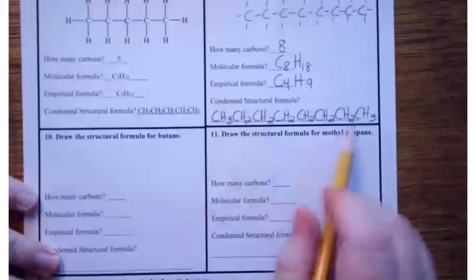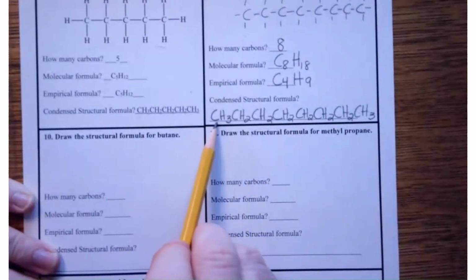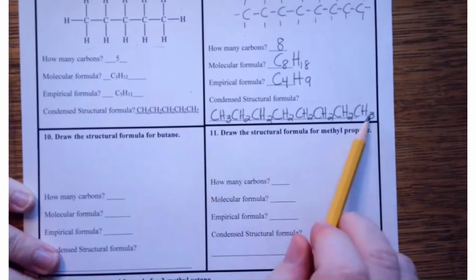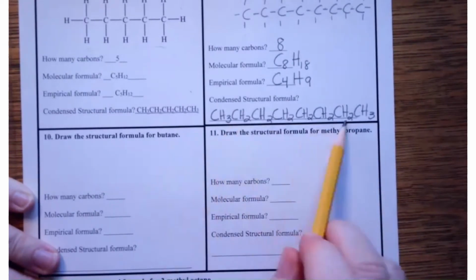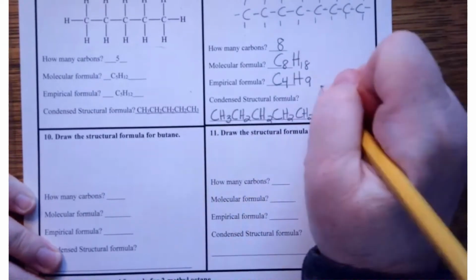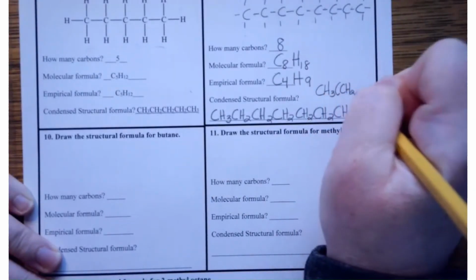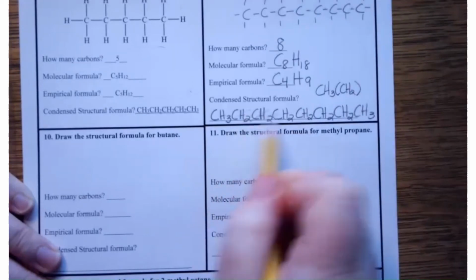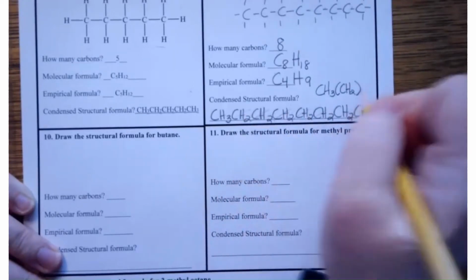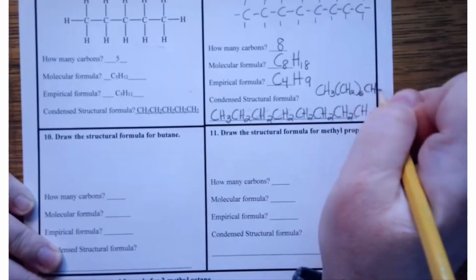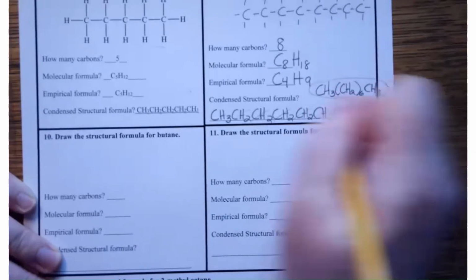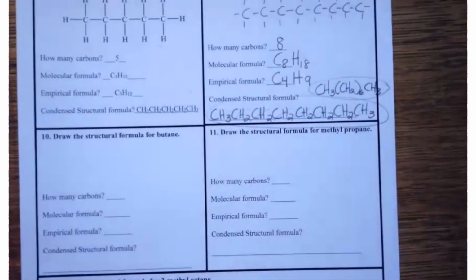Now I could write this a simplified way because what do you notice? I start with the CH3, I end with the CH3, and then I have a bunch of CH2s in the middle. So I could write CH3, CH2. How many of them? 1, 2, 3, 4, 5, 6, and then a CH3 at the end. So this and this are both correct. Okay. All right, this one.